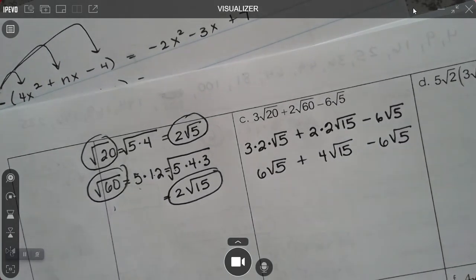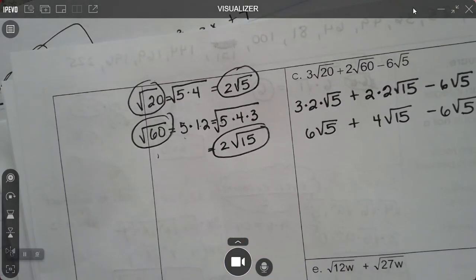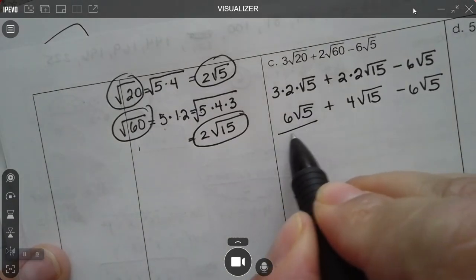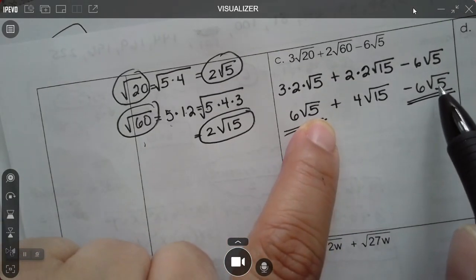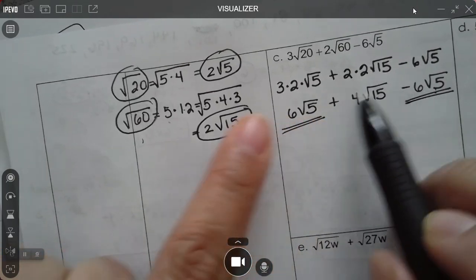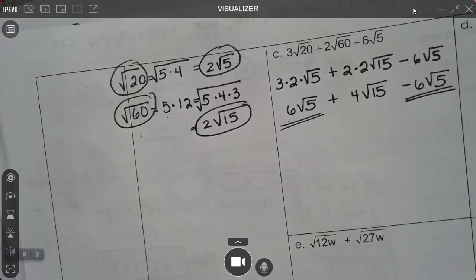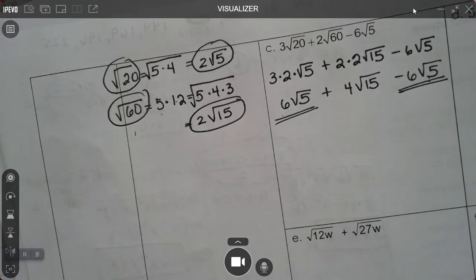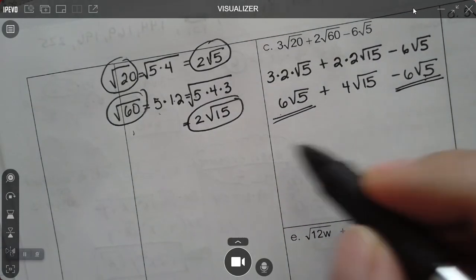All right. How many terms do you have? 3 terms. Out of those 3 terms, are they all like terms or only some of them like terms? Which ones? Okay, so now you know that they're like terms because they both have a radical 5. So now focus on your coefficients. This is a positive 6 and that's a negative 6. What is 6 add negative 6? 0. 6 plus a negative 6. 0. They cancel out, right?